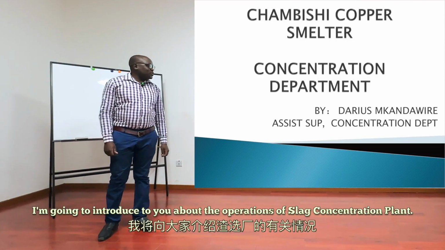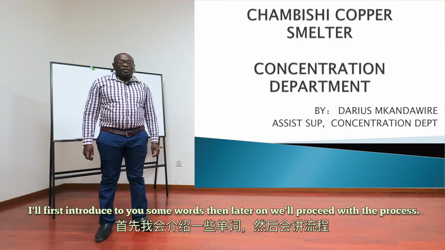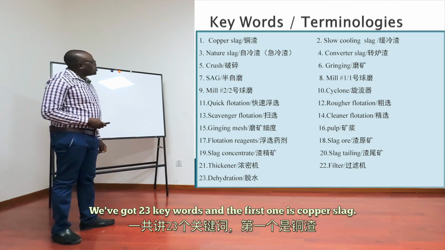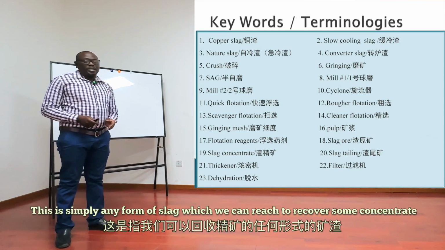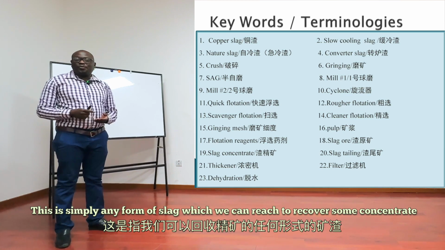I'm going to introduce to you the operations of the Slag concentration plant. I'll first introduce some words, then later on we'll proceed with the process. We've got 22 keywords, and the first one is copper slag. This is simply any form of slag which we can treat to recover some concentrate.